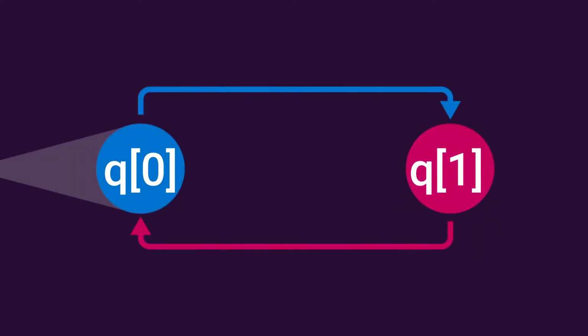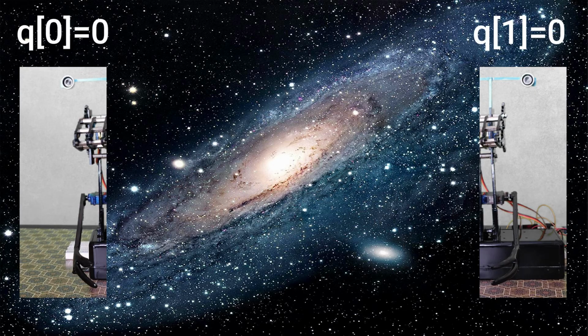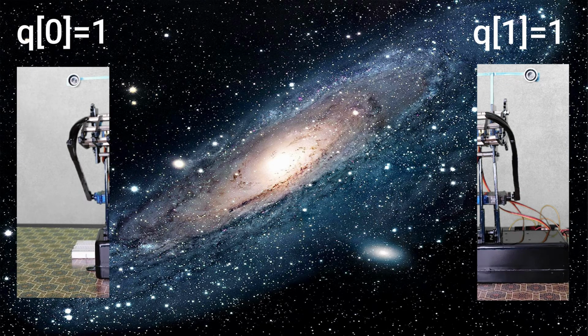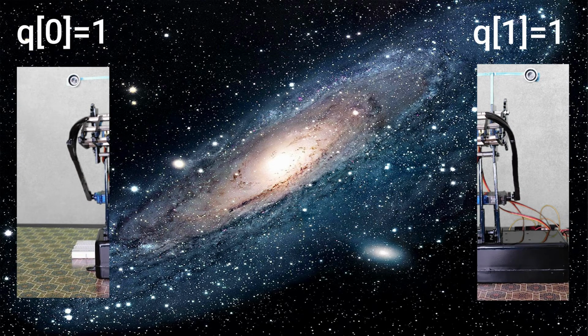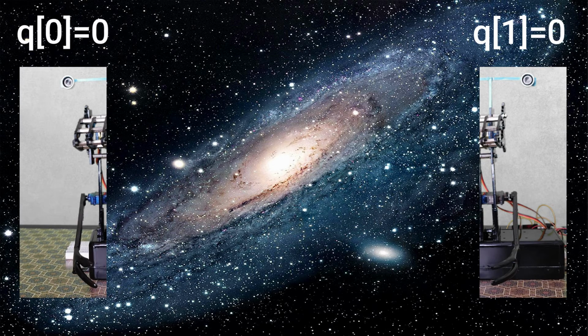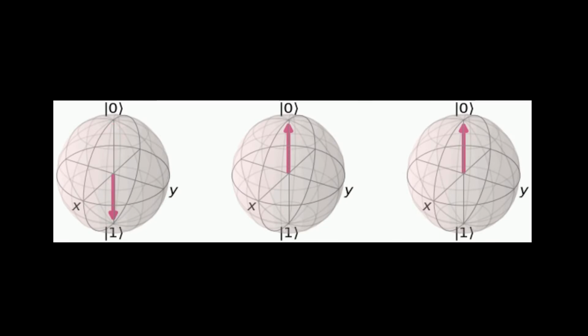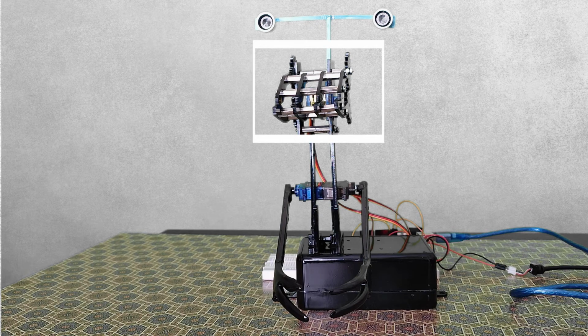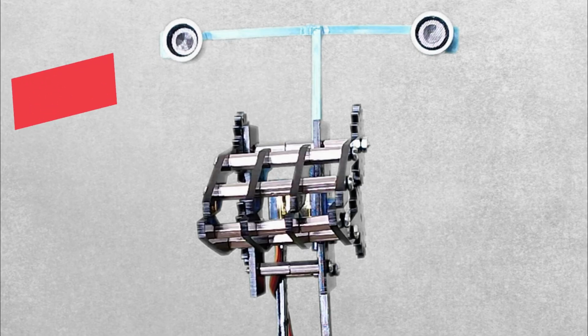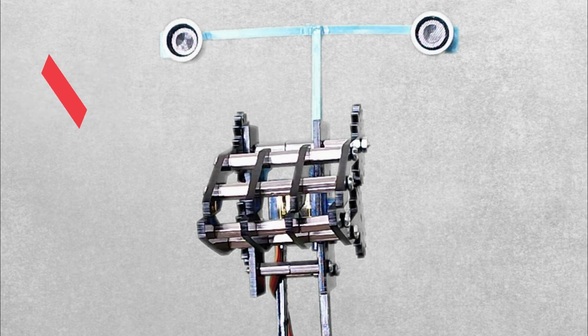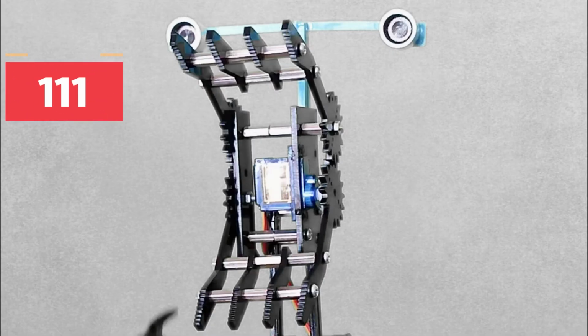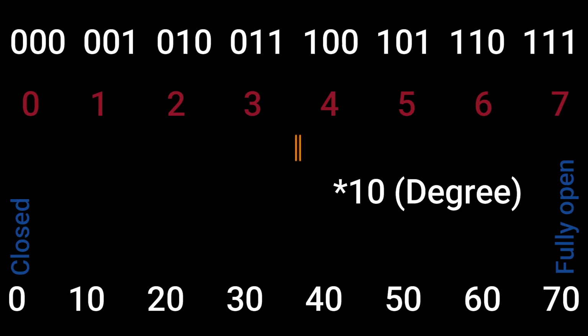So if we separate these two arms with a long distance and control them with Q0 and Q1, they must behave the same simultaneously. And I'm using Q2, Q3 and Q4 to control the robot's mouth in such a way that 0 0 0 means the mouth should be closed, and 1 1 1 means the mouth should be fully open.